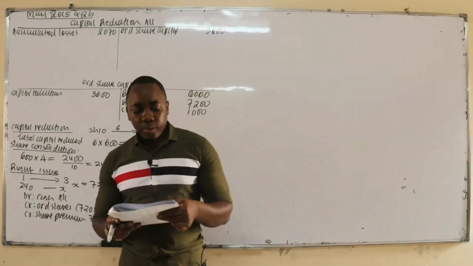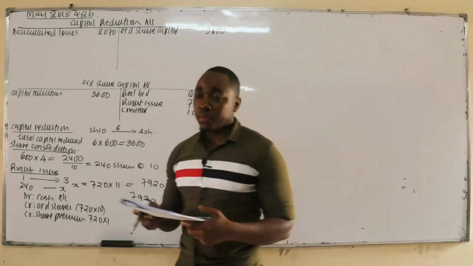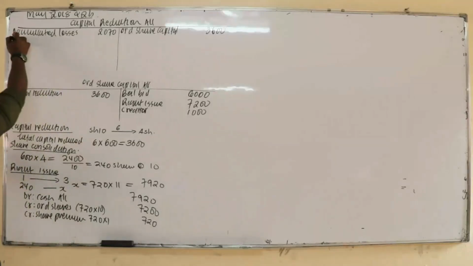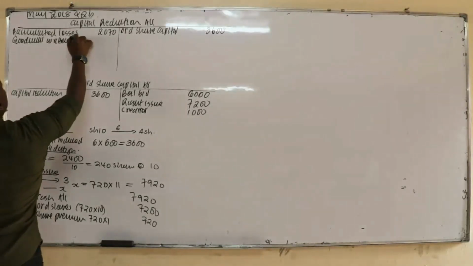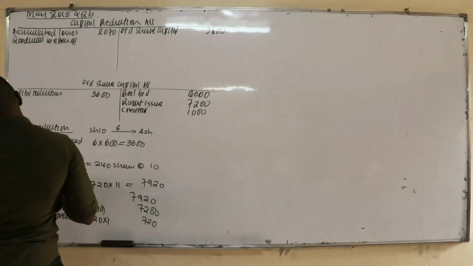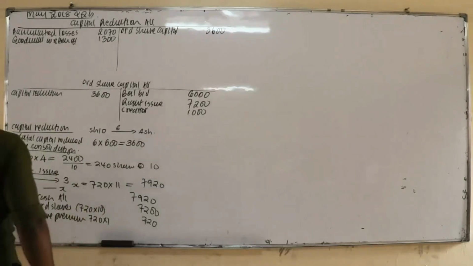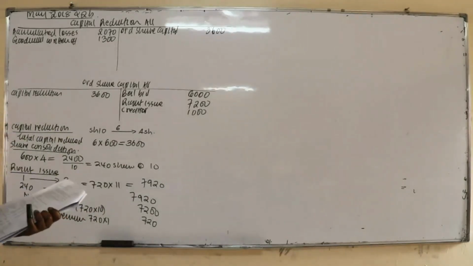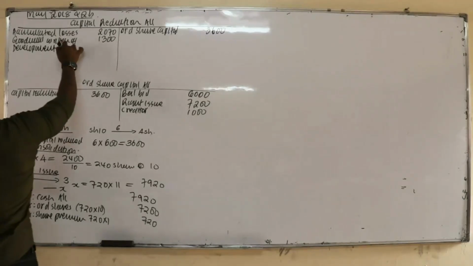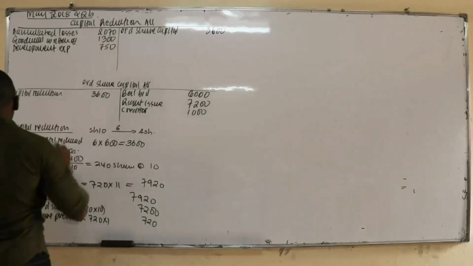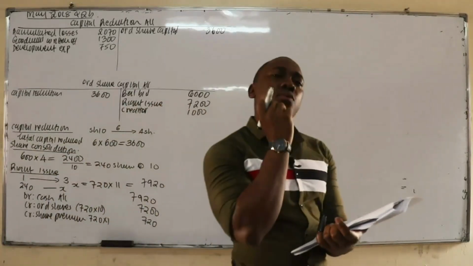Number 5, the balance in the accumulated losses and goodwill account are to be written off. So goodwill written off. How much was the value of the goodwill? Yes, it was an amount of 1,300. Number 6, development expenditure is to be written off. Also, we write off the development expenditure, an amount of 750. Number 7, the remaining assets are to be restated at their fair values as follows.